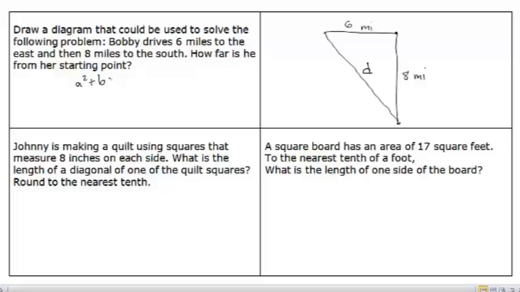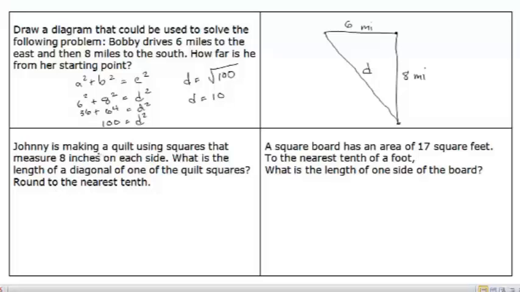Now, they don't ask us to actually solve for that distance. But if you actually solve for it, you would use the formula a squared plus b squared equals c squared. That's the Pythagorean Theorem. And when you substitute your numbers into the formula, you would end up with d, which is equal to 10. Let's move on to the next one.